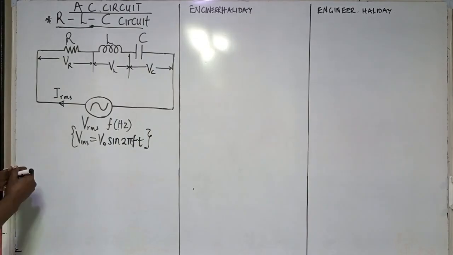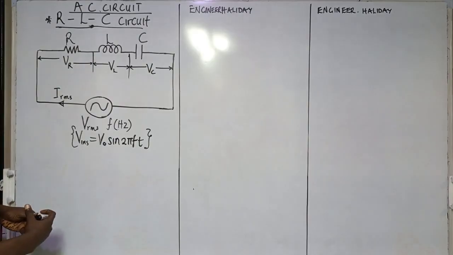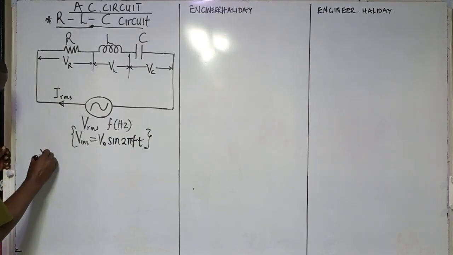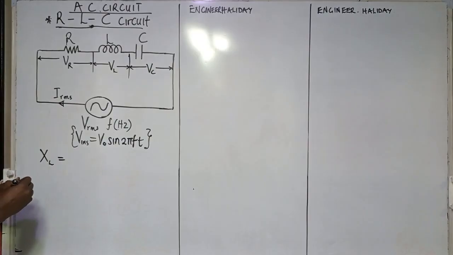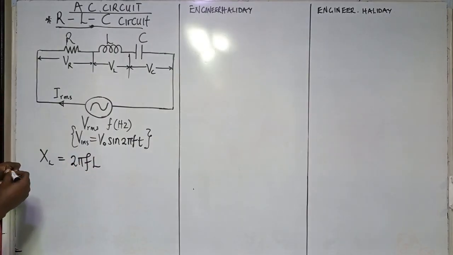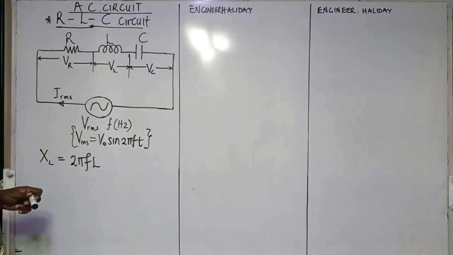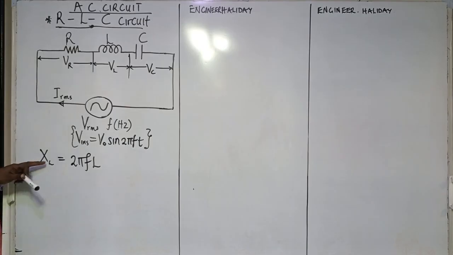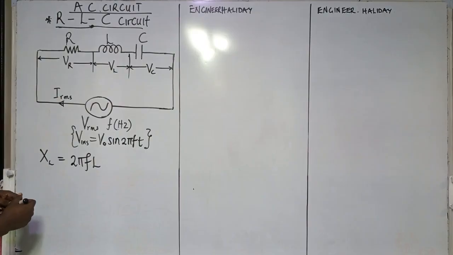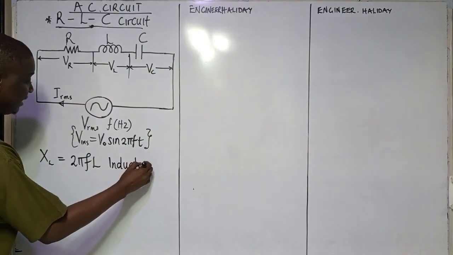Another interesting thing is that from the previous classes concerning a purely inductive circuit and a purely capacitive circuit, we understood that XL, which is inductive reactance, is equal to 2 pi FL, where F is frequency and L is the inductance of an inductor. XL is measured in ohms. This is what we call inductive reactance.